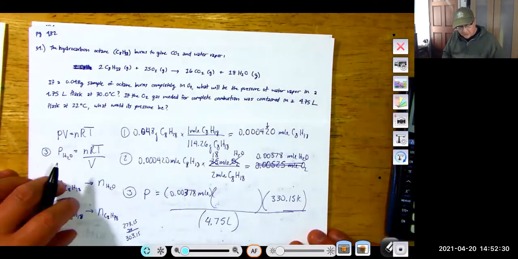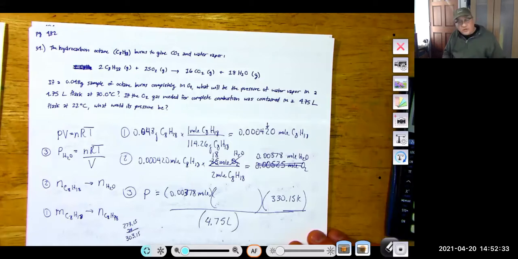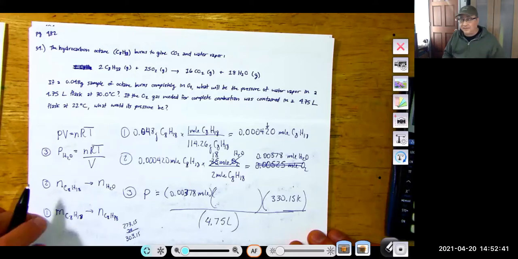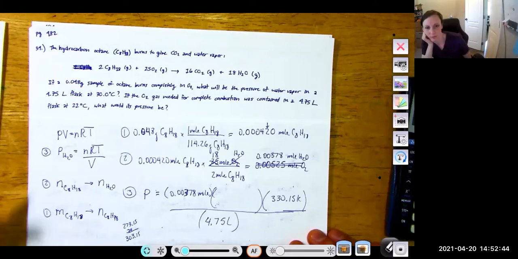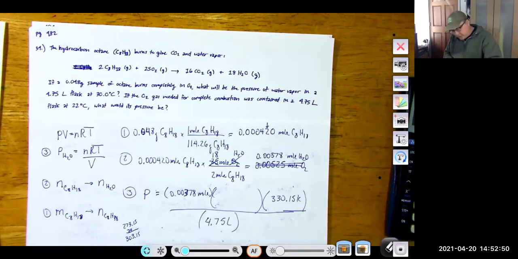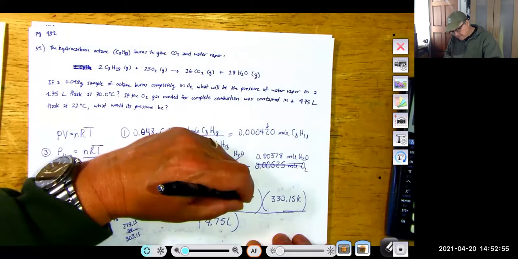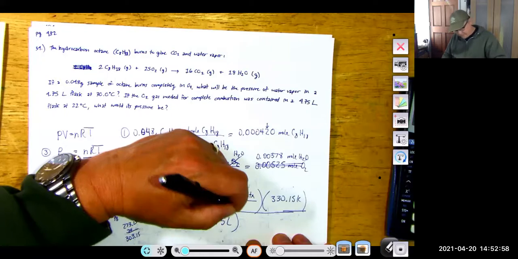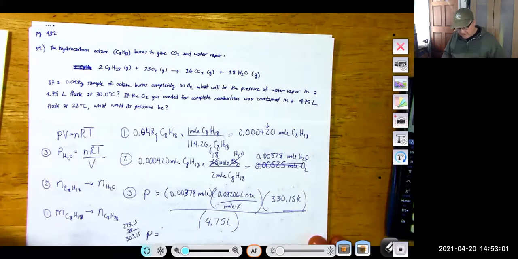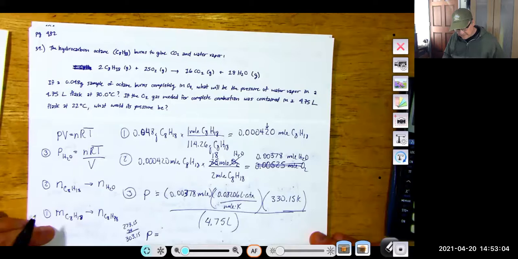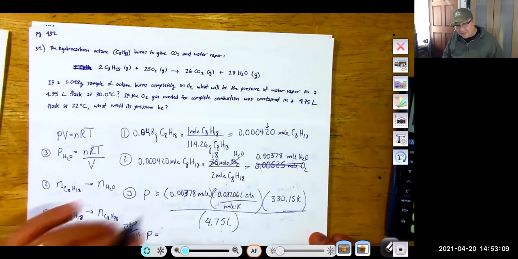So the question here is, do you want your pressure answer to be in millimeters of mercury, or do you want it to be in atmospheres? Which one do you want? Atmospheres. Okay, then we're going to use 0.08206 liters atmospheres per mole K. Now I'm going to be honest, this is going to be a tough one to estimate, but we can give it a try.